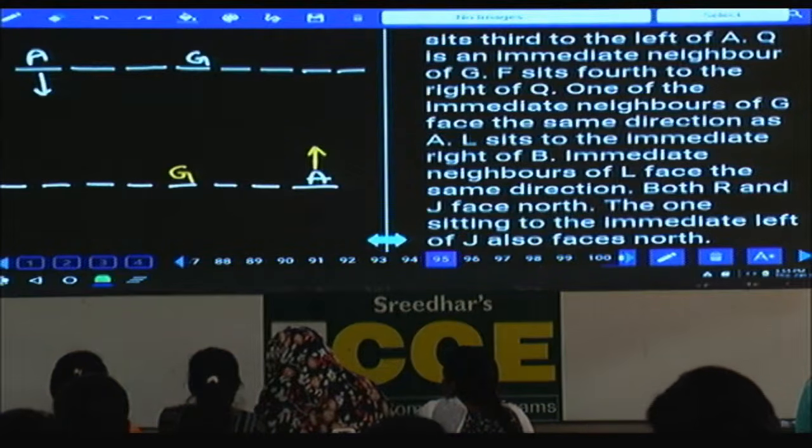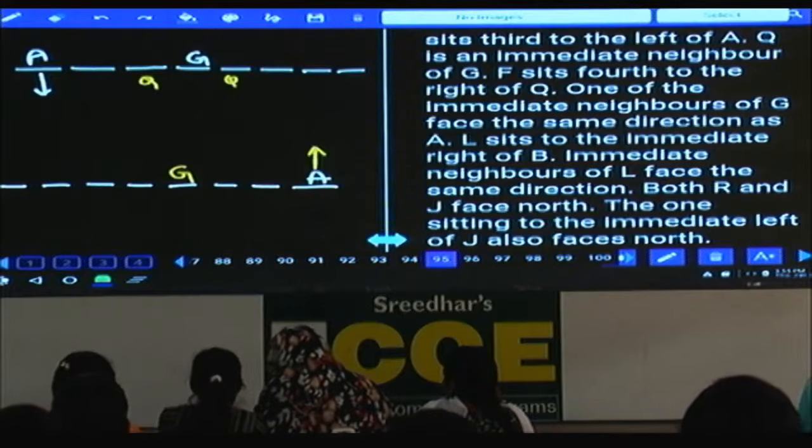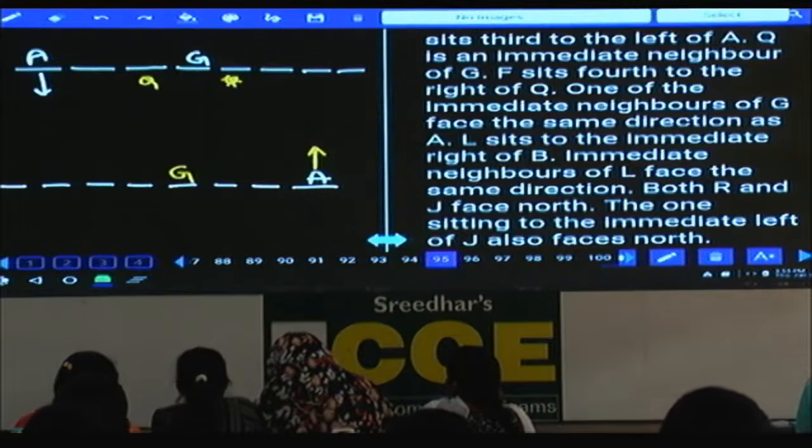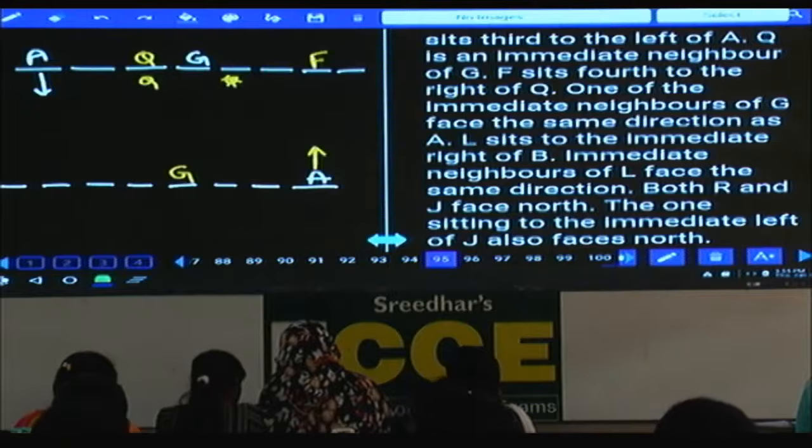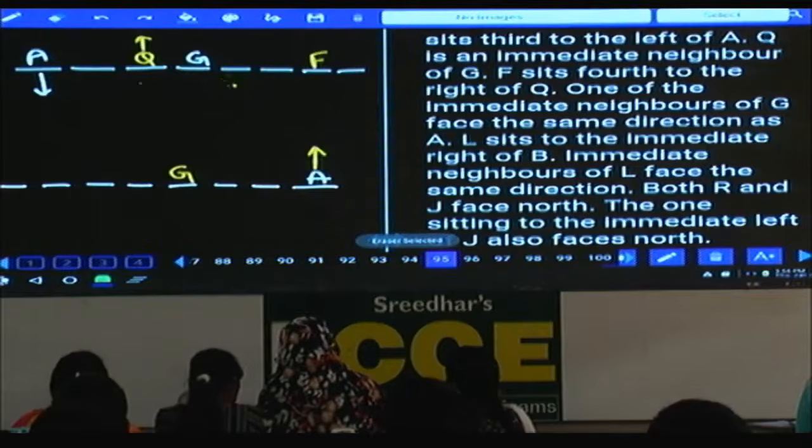Q is an immediate neighbor of G, so Q can be at any one of these 2 places. And out of these, F sits 4 to the right of Q. Q here is not possible, hence Q must be here. If Q is here, 1, 2, 3, 4, F is here. F sits 4 to the right of Q. Q must be facing towards north. Then only F is 4 to the right hand side of Q.